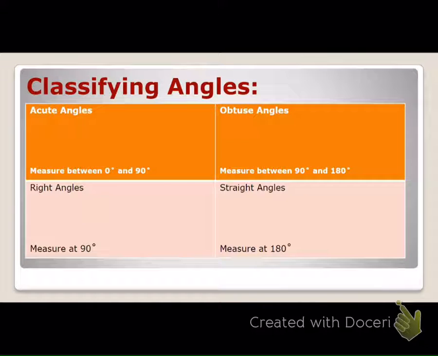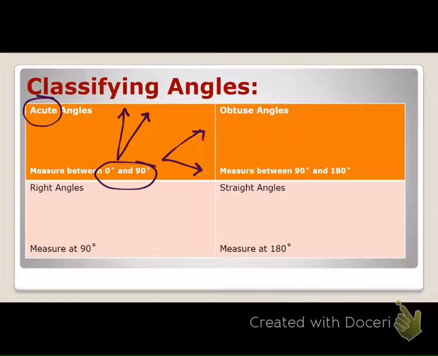So, classifying angles. You're going to be asked to classify angles. There's 3 ways to classify them. Or 4, sorry. Acute is our first. What's acute mean? It's like 0 to 90, but it's really small, okay? So it measures between 0 and 90 degrees. It would look something like this. Or like this. It's less than 90.